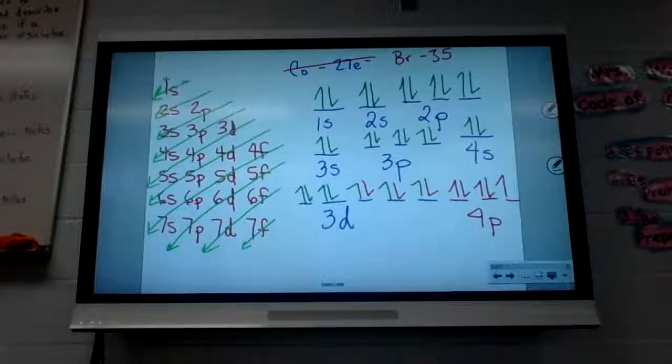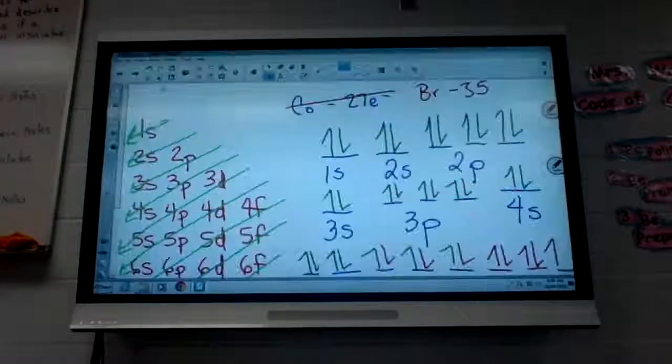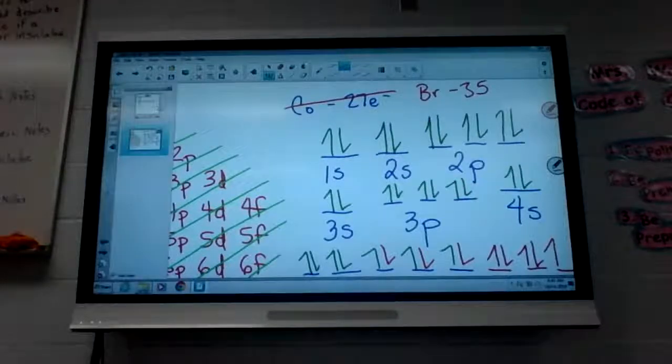So now we're going to do the electron configurations. And the electron configurations are a little easier because we don't have to use any of these blame arrows. All right.